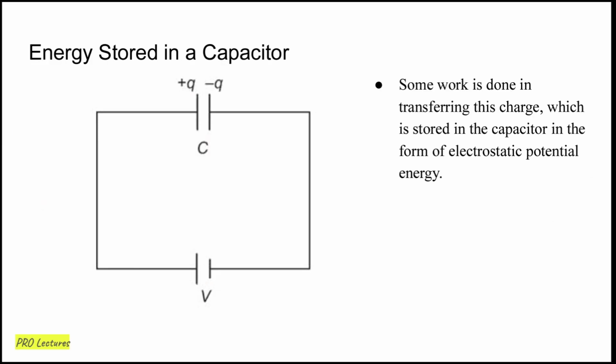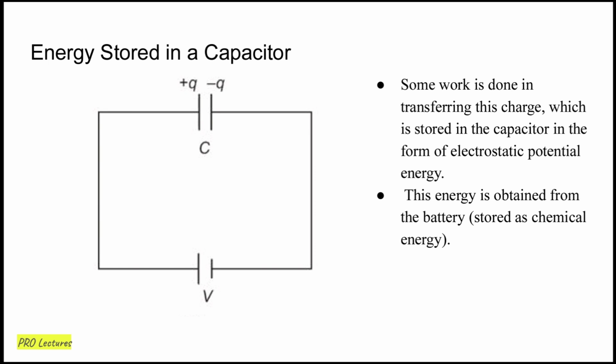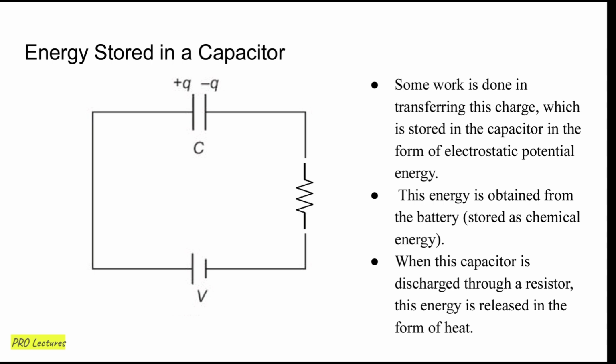Now let's talk about the energy stored in a capacitor. The charging of a capacitor can be visualized as if some external agent, say a battery, pulls electrons from the positive plate of the capacitor and transfers them to the negative plate. Some work is done in transferring this charge, which is stored in the capacitor in the form of electrostatic potential energy. This energy is obtained from the battery, stored as chemical energy. When this capacitor is discharged through a resistor, this energy is released in the form of heat.